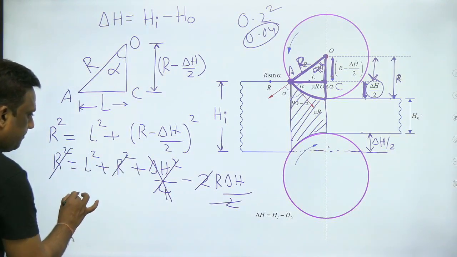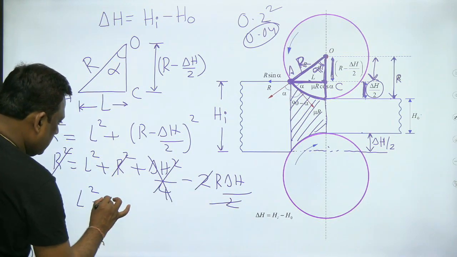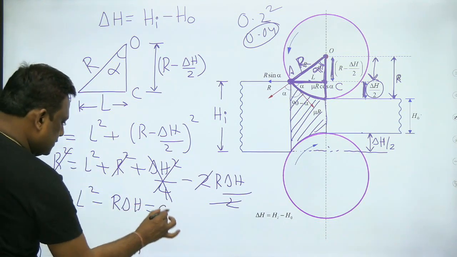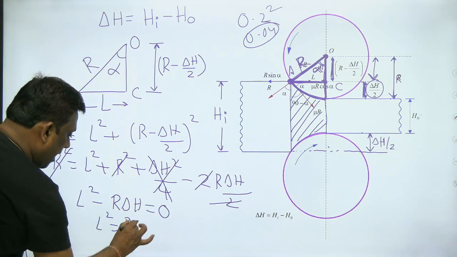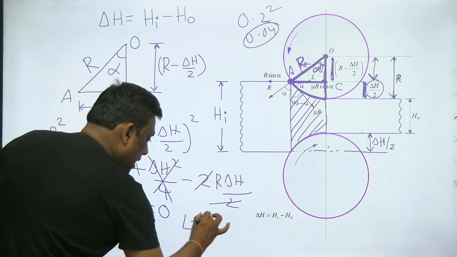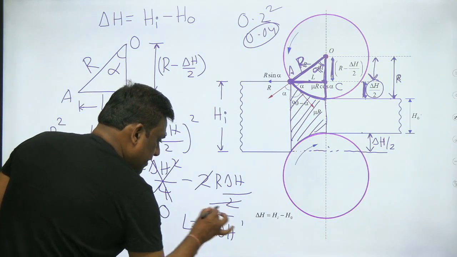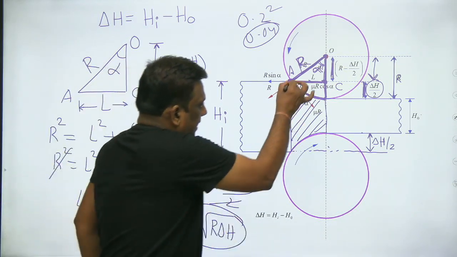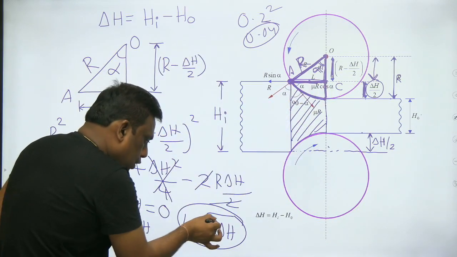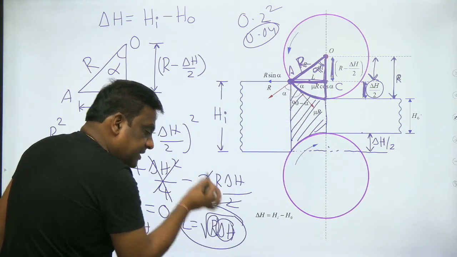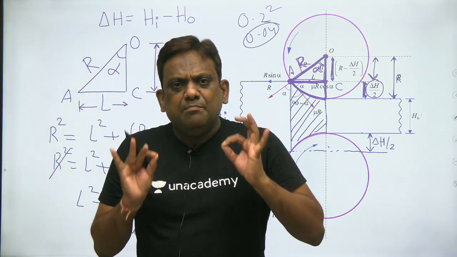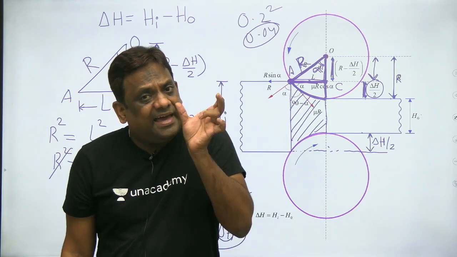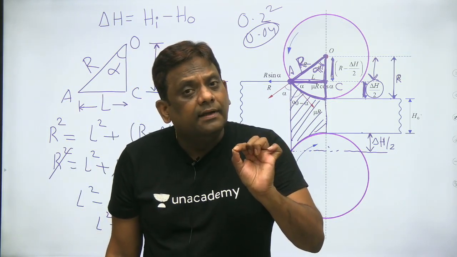So R square minus R square is 0, so L square is equal to R delta H, or L is equal to under root of R delta H. This is very, very important. I repeat, the roll contact length L depends on the roll radius R and the reduction in thickness that is to be achieved. This is one of the important equations, and many times questions were asked on this. The contact length L is equal to under root of R delta H.